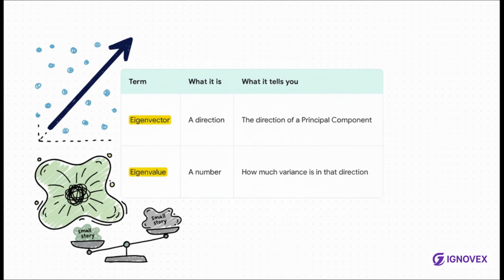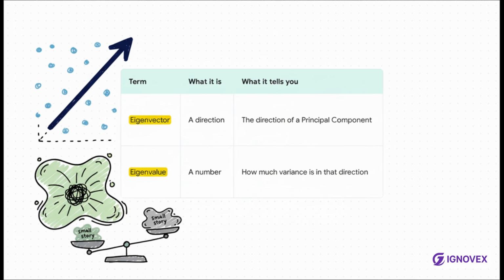Now you're going to hear two nerdy words thrown around a lot here: eigenvector and eigenvalue. I know, they sound super intimidating, but the concepts are actually pretty simple. Think of the eigenvector as just the direction, a signpost. It points the way for the principal component.